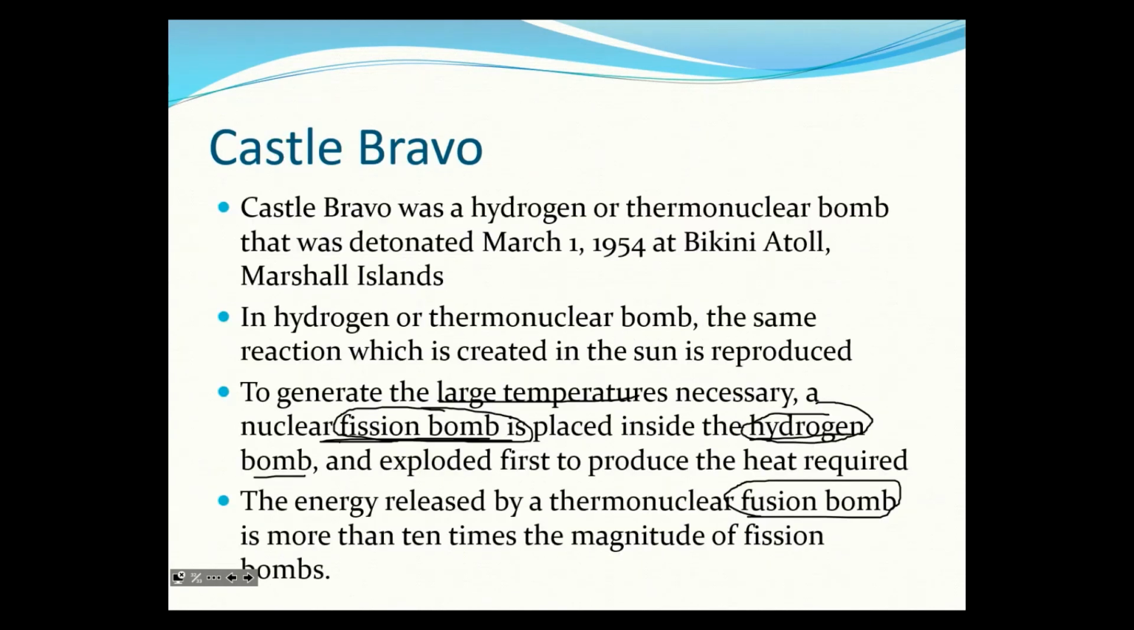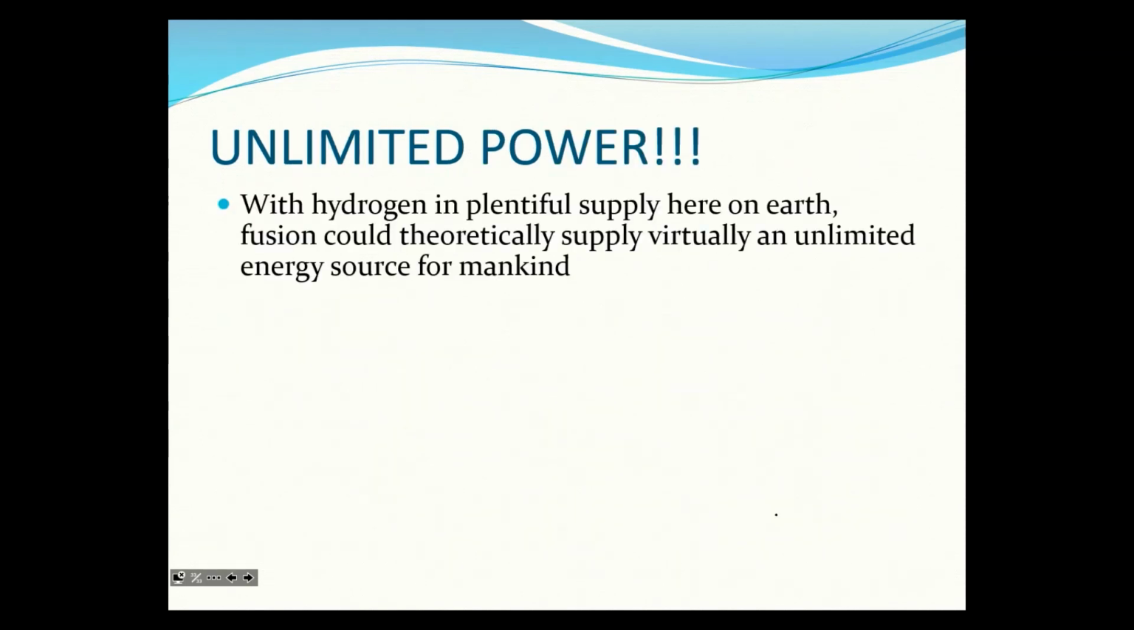So this is bombs, this is bad things with it, but you could also power cities with it. We have lots of hydrogen here on Earth because water is made of 2 parts hydrogen, so we could get it. If you are just turning hydrogen to helium, then couldn't you just use that to power cities, and we have an unlimited energy source? So why don't we use it? Well, it's not just that simple of turning hydrogen to helium. And the main problem is the hot temps.